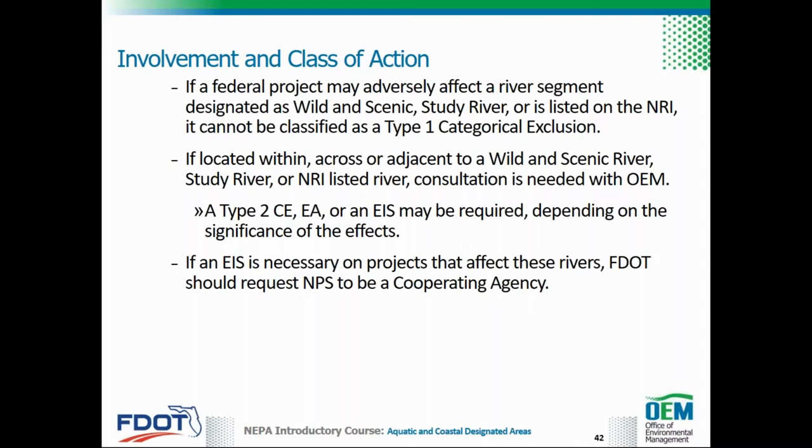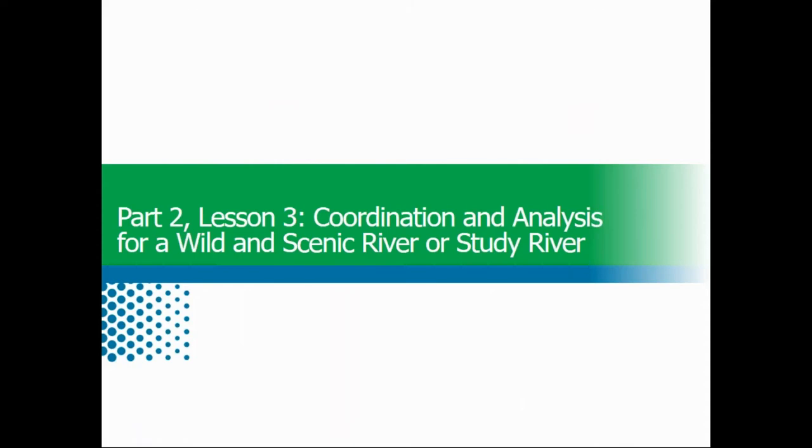A Type 2 CE, EA, or EIS may be required depending on the significance of the effects. If an EIS is necessary on projects that affect these rivers, DOT should request NPS to be a cooperating agency. Lesson 3 will cover coordination and analysis for projects involving a wild and scenic river or a study river.